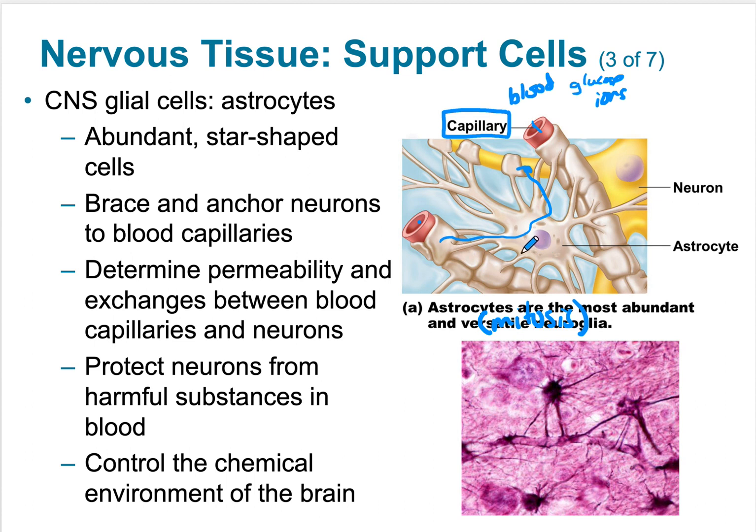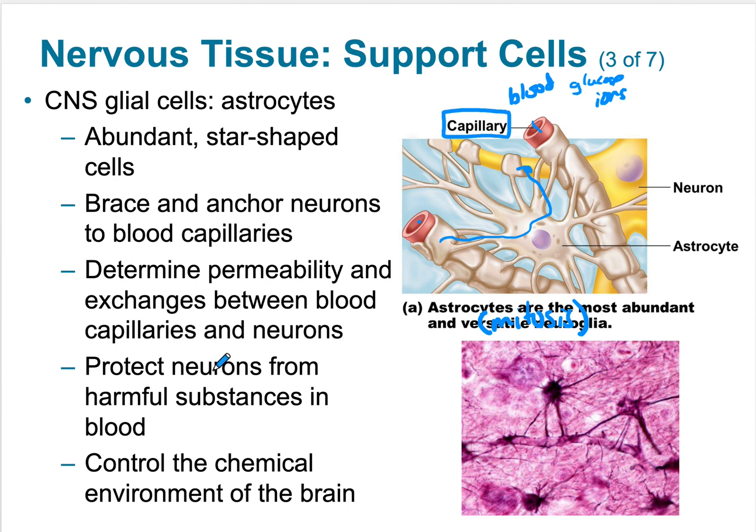This is called the blood-brain barrier, because anything in the capillary that the neuron doesn't need, the astrocyte is the gatekeeper. It makes sure it only provides the neurons with things they need: glucose, any kind of ion, water, things like that. Anything the neuron doesn't need does not get transported into the neuron. They determine the permeability and exchanges between blood capillaries and neurons. Whatever the neuron needs, it gets from the capillary; whatever it doesn't need stays in the capillary.